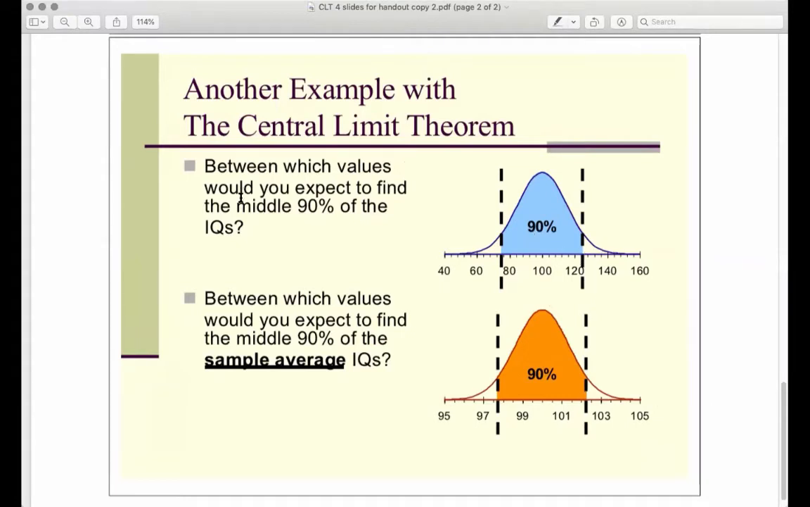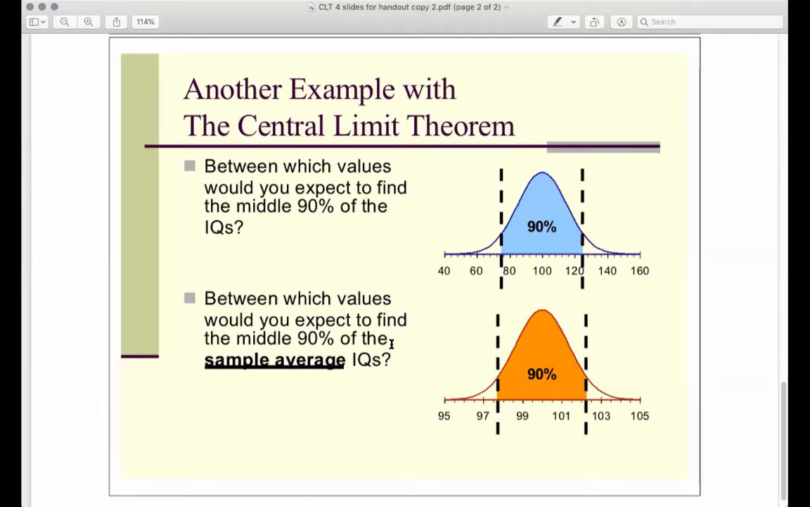This upper plot is a much cleaner drawing of what I just drew for you. Now we will ask, between which values would you expect to find the middlemost 90% of all IQs? So this blue graph is talking about the population of all IQ scores. Whereas the second problem, which is very similar, asks, between which values would you expect to find the middlemost 90% of all possible sample means of IQ scores?